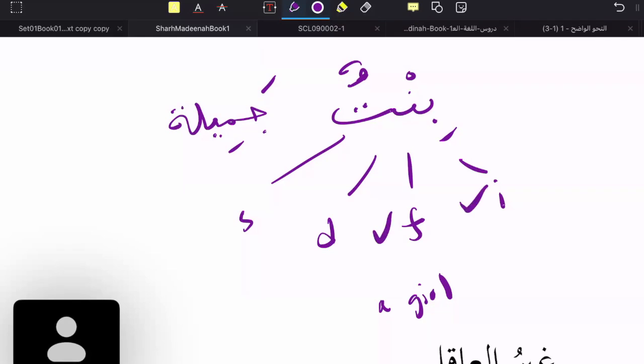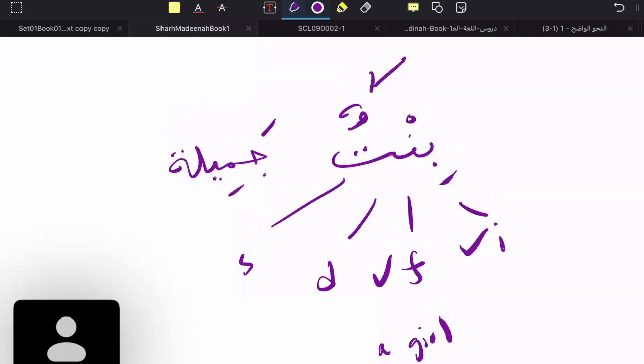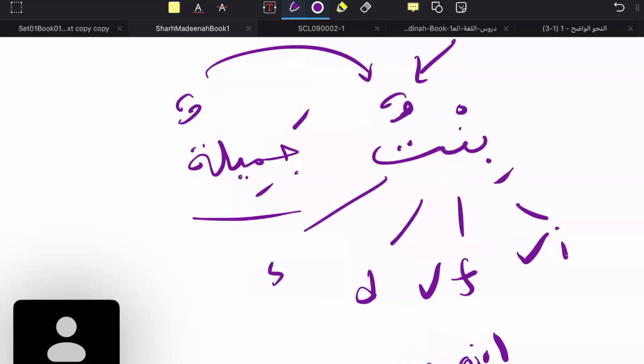Then the second thing we said, the bintun has dhamma state. So what can I say, jamilatin or jamilatan? No, I have to put jamilatun. Why? Because I'm just copying everything from the noun. And because the bint is singular, Jamila is also singular. Inshallah, we'll talk about singular and plural very soon. But right now, just know that Jamila is also singular. So that's how we construct an adjective.